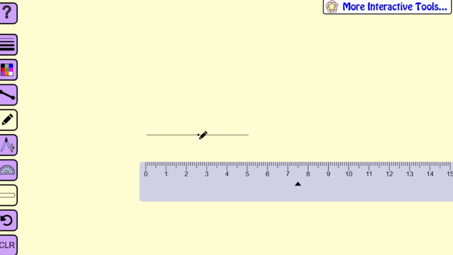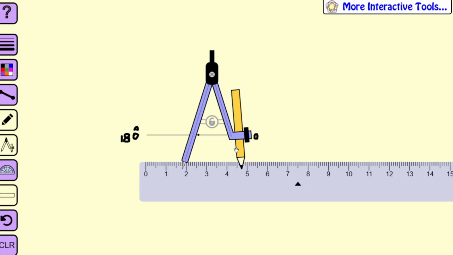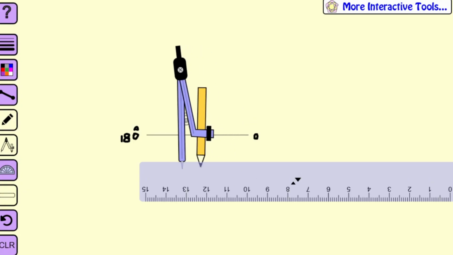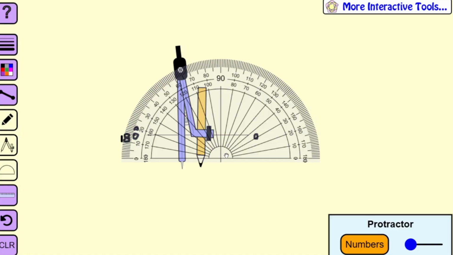This is my vertex. So this is where my 0 line is. So I would have 0 right here, and on this side, I would have 180. So this is our straight angle. So you would get your compass, all right? And you're going to mimic the protractor, all right? What do I mean by that? So let me show you the protractor again.